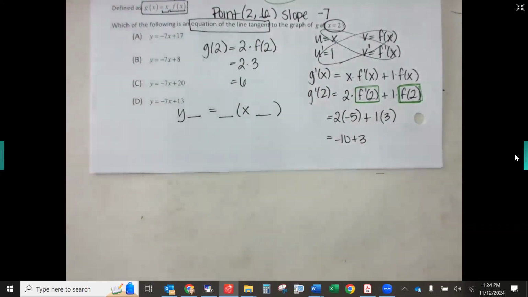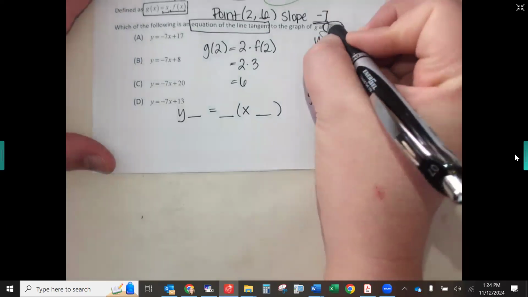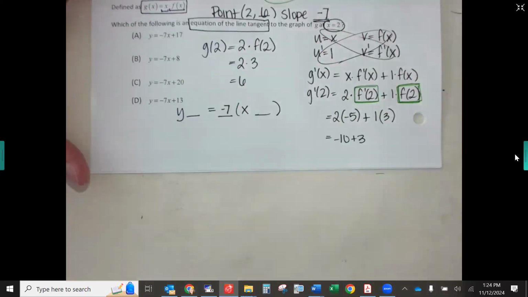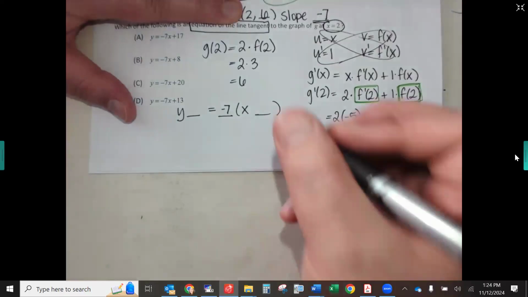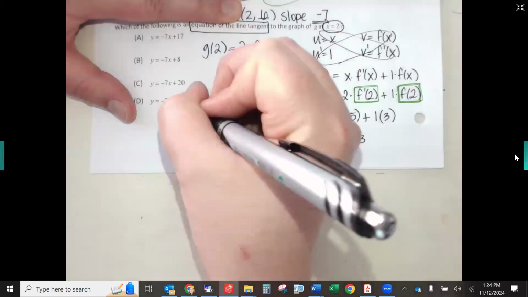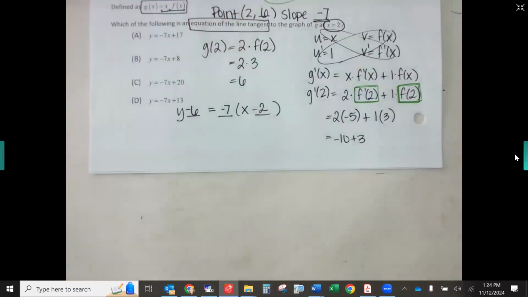And then when I plug in those pieces, remember the x and the y are going to go in with opposite signs, but the slope will go in with its correct value. So my slope was a negative 7. I'm going to put a negative 7 in the middle. And then the x for my point was a positive 2, so I'm going to put in a minus 2. My y is a 6, so I'm going to put in a minus 6.